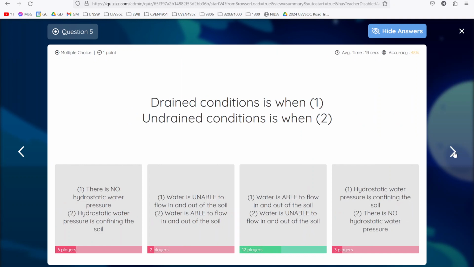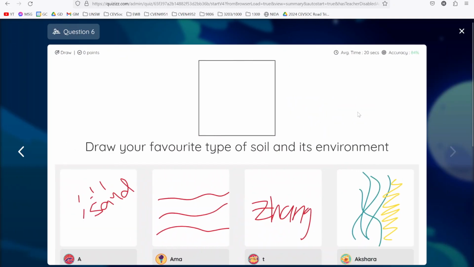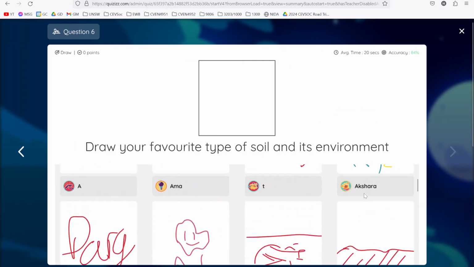And this is another definition question. It's not to do with the hydrostatic water pressure; it's about drained and undrained conditions. It's to do with the soil itself and whether water is able to flow through it. Sorry, permeable might be a bit misleading, but it's about whether water is able to freely flow in and out of the soil. Here are some drawings.